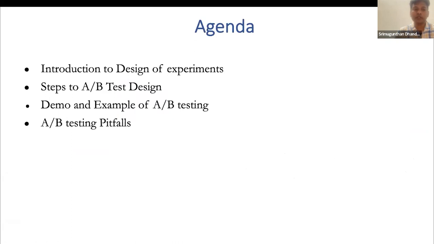So there are basically three sections. First, we will talk about experimental design, which gives some background on the area of experimental design and how A-B testing fits into the whole thing. Second part is on the design process for A-B test, and the third is the A-B testing pitfalls.